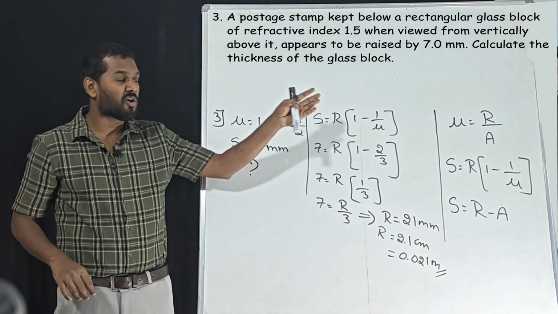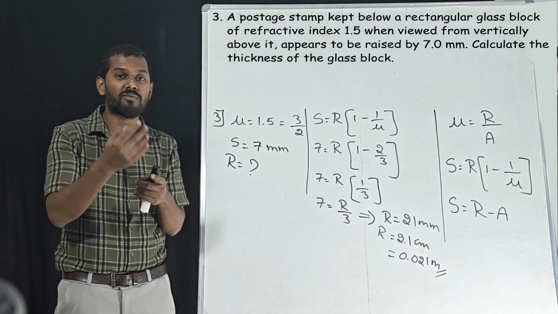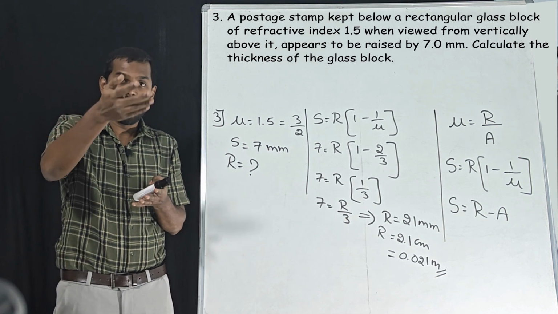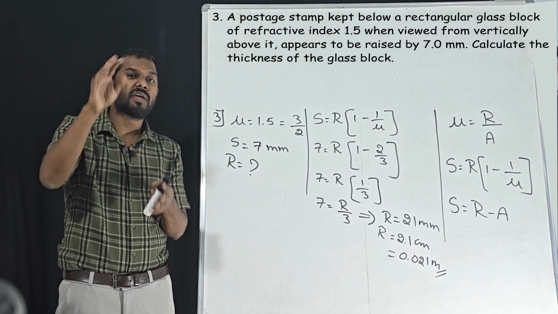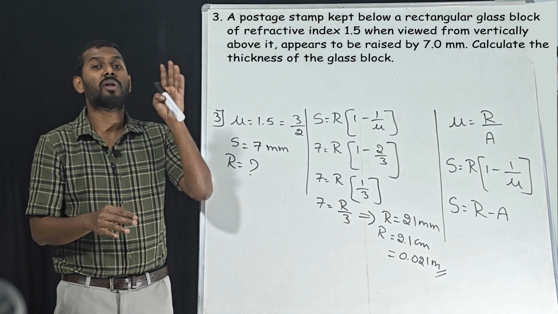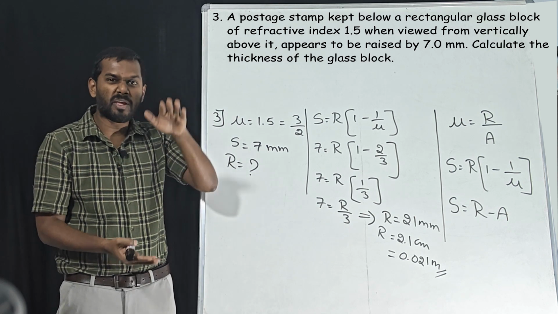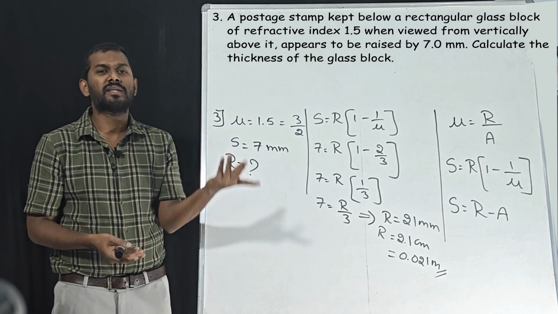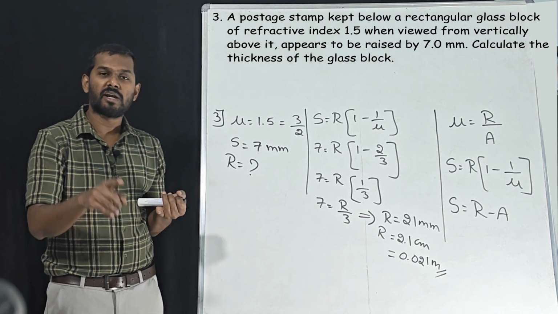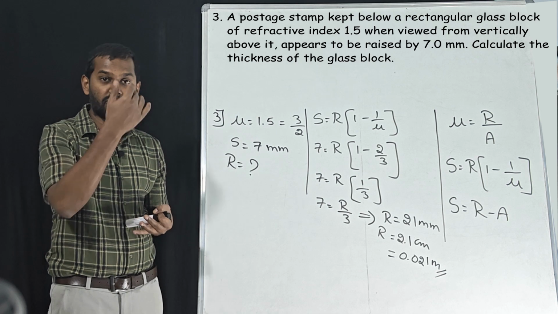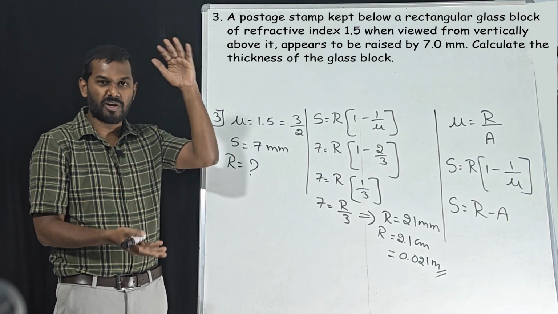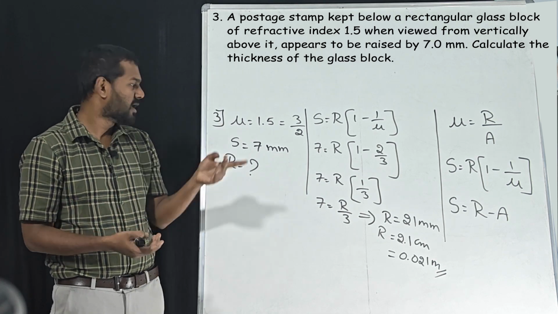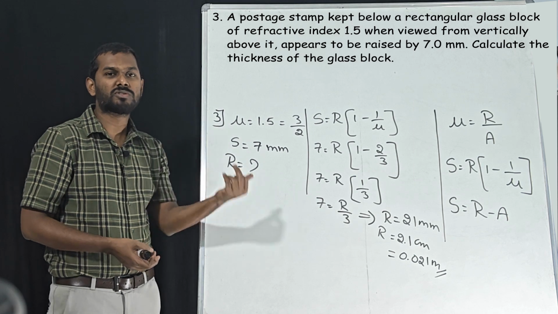Understand the concept: which formula we have to use, what is given. "Appears to be raised" means they are talking about shift. "The depth appears to be" means apparent depth. If they are just talking about depth, that is real depth. You should know what is real depth, what is apparent depth, what is shift. If they are asking you to find the thickness of the glass slab, that is nothing but real depth.